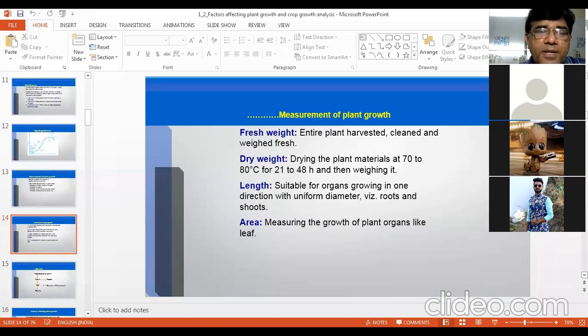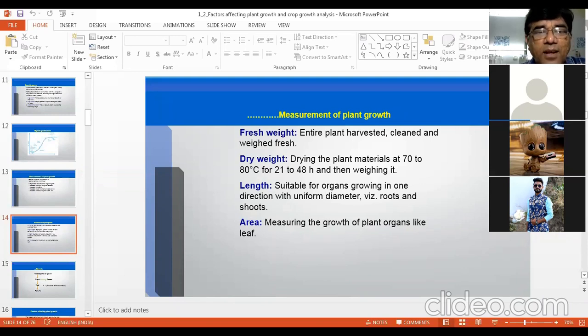Another parameter we can take is fresh weight. In fresh weight, the entire plant is harvested, cleaned and weighed fresh. We can also take dry weight. You can remove the moisture from the plants, and whatever is left is your dry weight. The length of a leaf, or length or height of the plant, is suitable for organs growing in one direction with uniform diameter. So it is possible to measure length also.